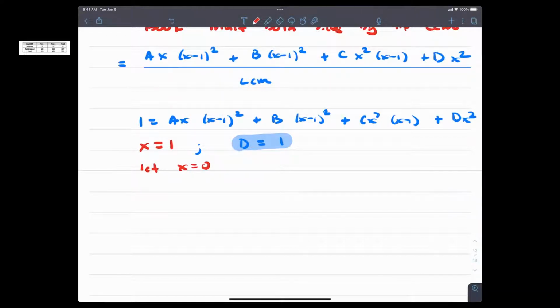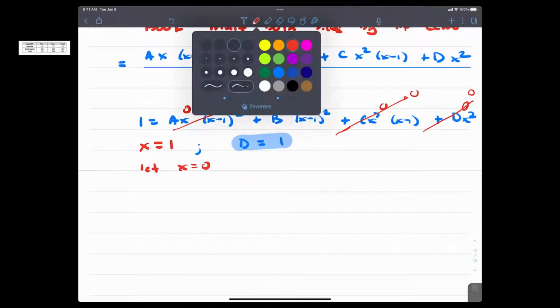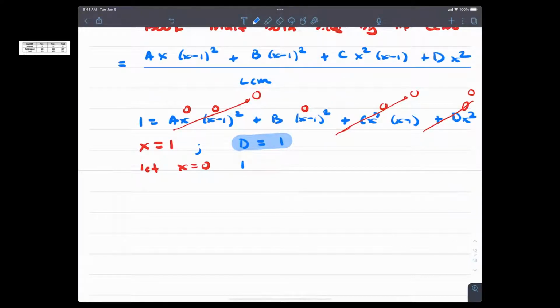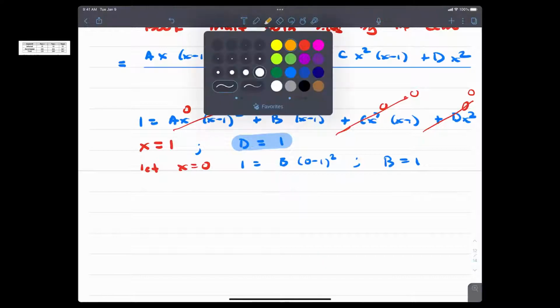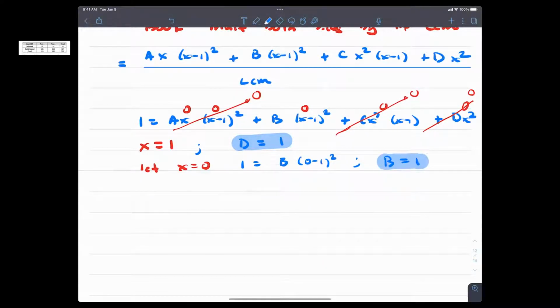And so now if x is 0 everywhere, what I know is that this term is 0, this term is 0, and this term is 0. But what I have here will be b equal to b times 0 minus 1 squared, or b is 1. You guys okay with that one? There it is.